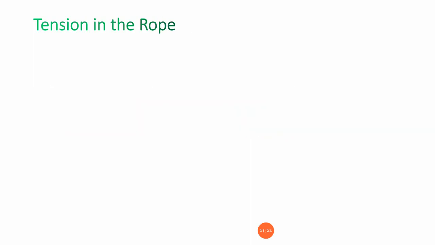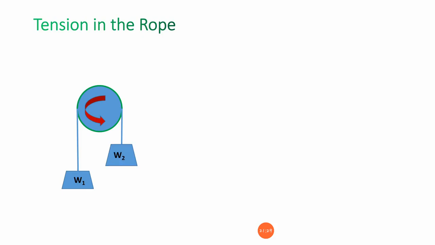And the tensions in the rope we can take here. So here I have a pulley which is rotating in the counterclockwise direction. Mass W1 is attached and mass W2 is attached. In this case, what will happen? W2 is going to be moving in the upward direction. W1 is going to be moving in the downward direction.